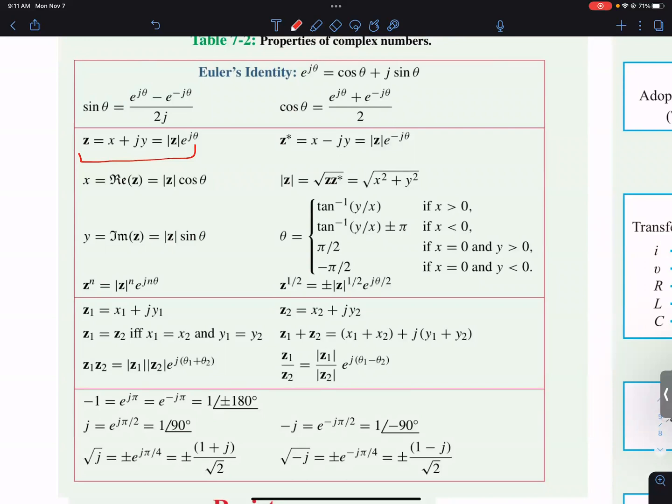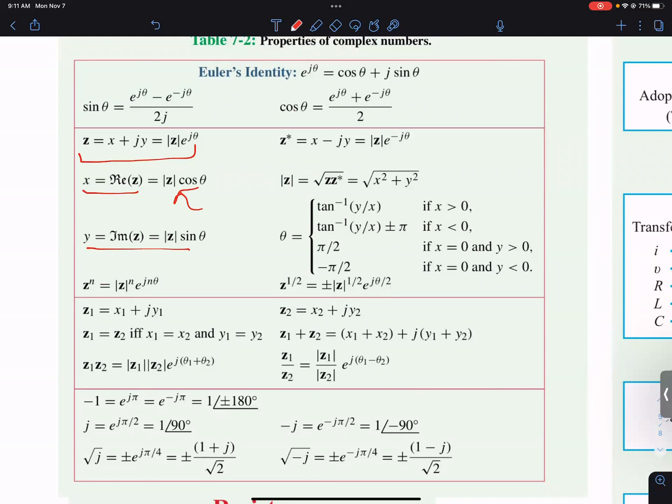If you have the polar form and you want to get back to x, it would be the magnitude of Z times cosine theta. If you wanted to find the imaginary part going backwards, it would be the magnitude of Z times sine theta to get y.